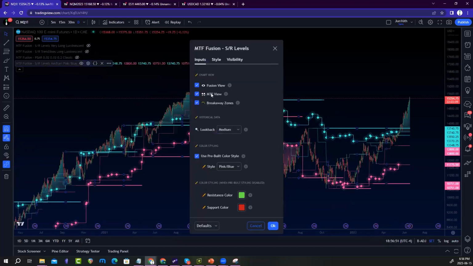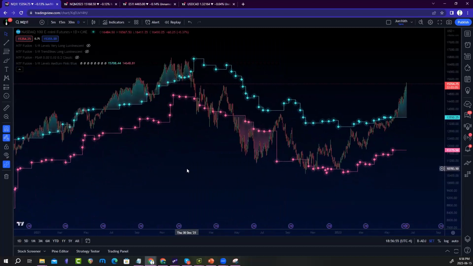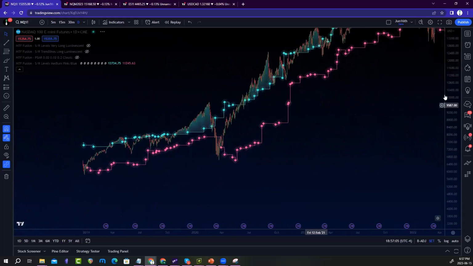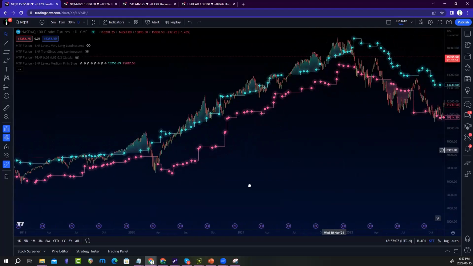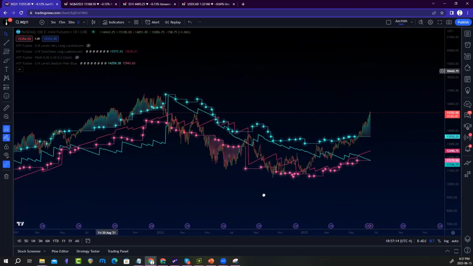I'm going to turn off MTF View for a little less cluttering. So here is the SR levels indicator on the daily chart. And yes, it does work. I believe our algorithm, when you apply to the daily chart, looks at the 3-day, the 1 week or 2 week, the monthly chart, and the quarterly chart, or it might be even longer time frames, to devise the levels that it comes up with. So yeah, it definitely works on the daily chart.